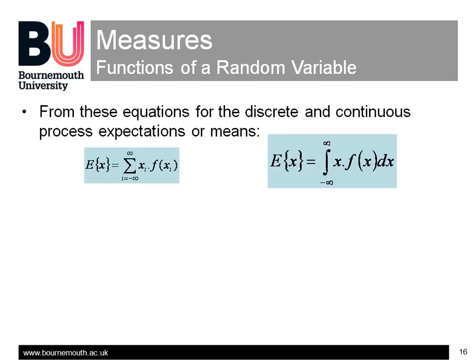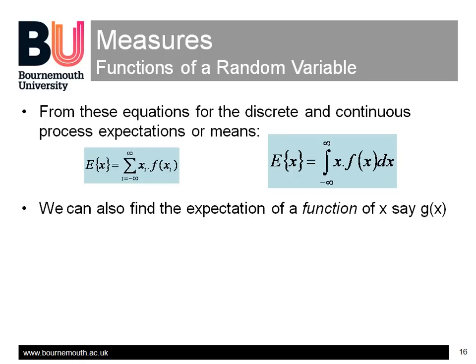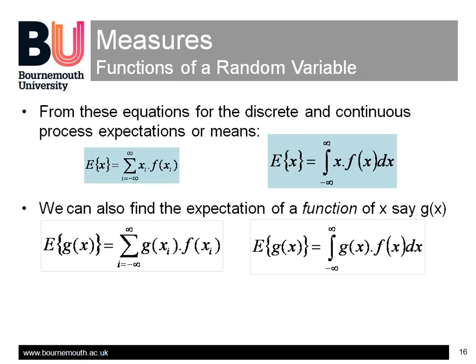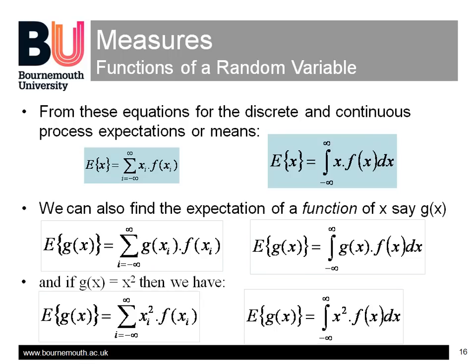It's worth noting here that these formulae for the expectation or mean of a random variable in terms of the probability distribution also work for other statistics or functions of x, say g of x, by replacing the variable x with the function g of x. And in particular, if we're interested in the square of the signal, as we might just well be, we can just replace x in our original formula by x squared to find the mean square value instead of the mean.